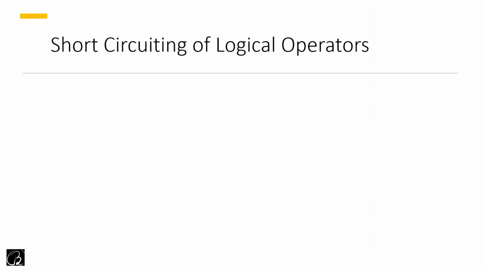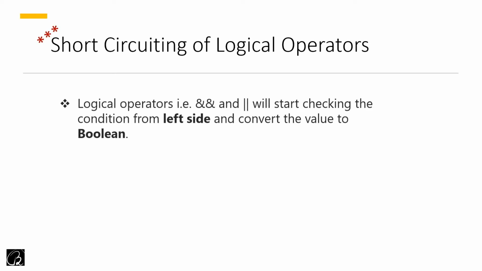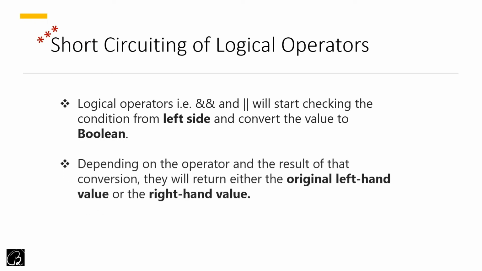Short-circuiting of logical operators. This is a triple star concept you will be using a lot in real-life projects. Like the logical operators that we have in JavaScript, especially logical and and logical or, it will start checking an expression from the left side, right? It will check all the conditions from the left side. Now each condition, it will convert into a value that is called boolean. Now, depending on what operator we are using, either logical and or logical or, and the result it got after conversion, either true or false, it will decide what to return, either the original left hand value or the right hand value.